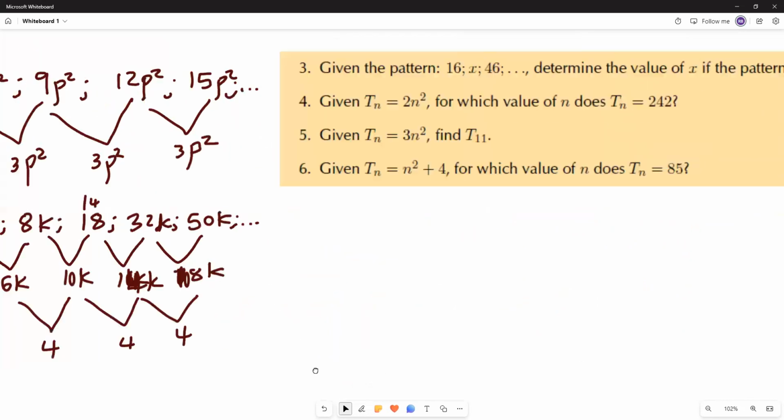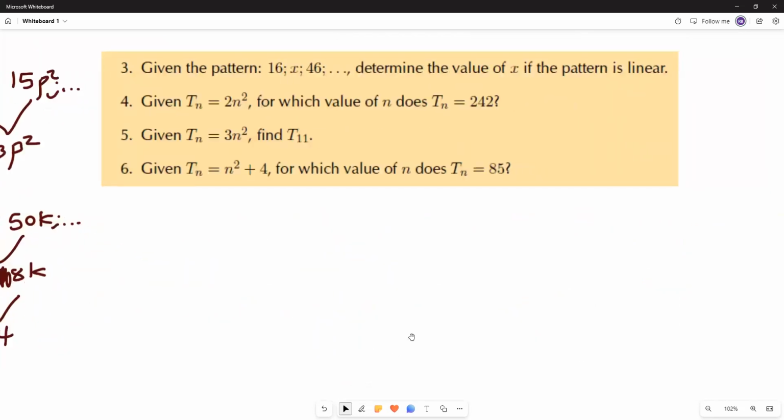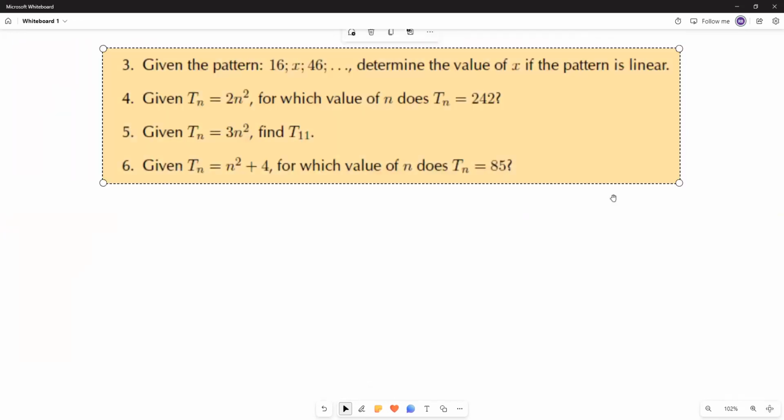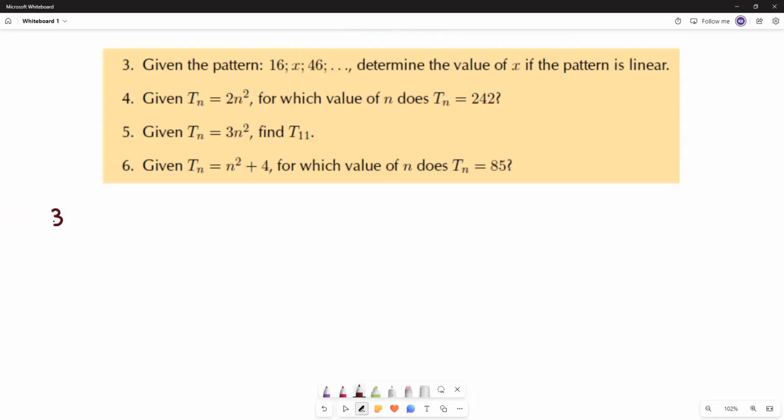The next question, ladies and gents. The next part of this video is this, right? We are given on 3. They say given the pattern 16, X, and 46, right?